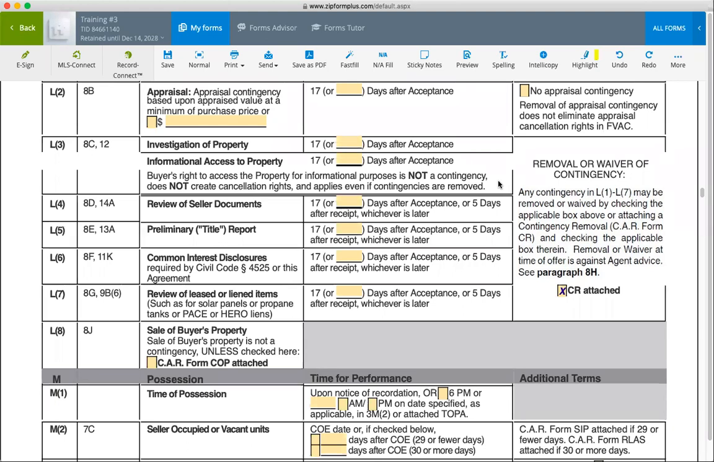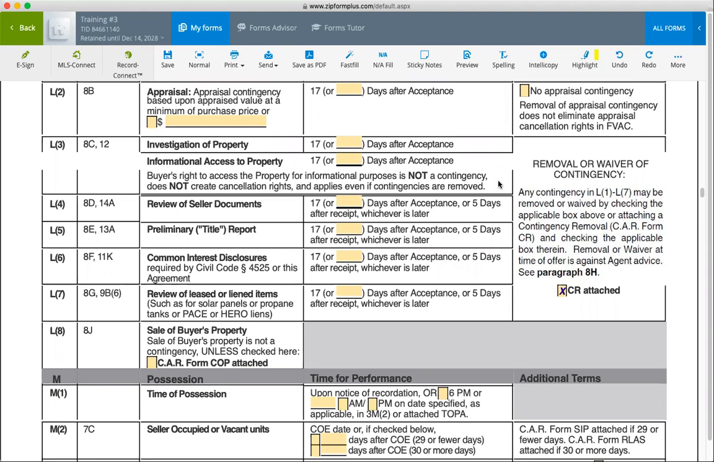Review of seller's documents. It's for L4, again, 17 days. Review of preliminary title report, 17 days. Review of the common interest disclosure, 17 days. Review of leased or liened items, solar panels, PACE loans, et cetera, 17 days.